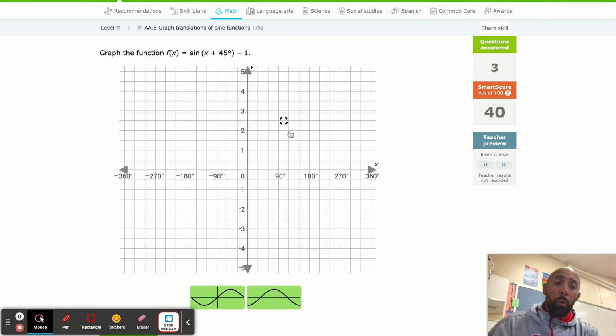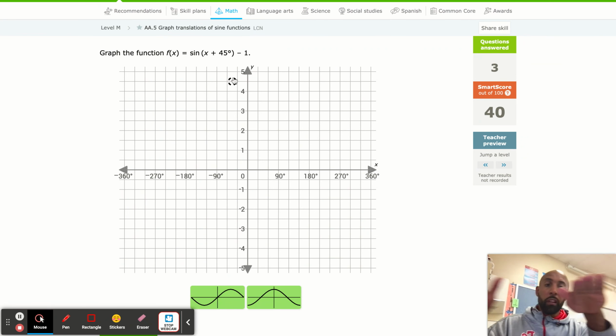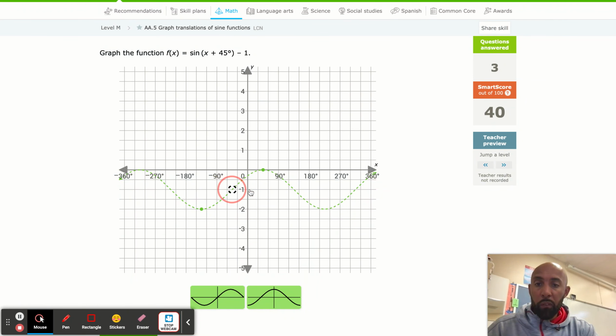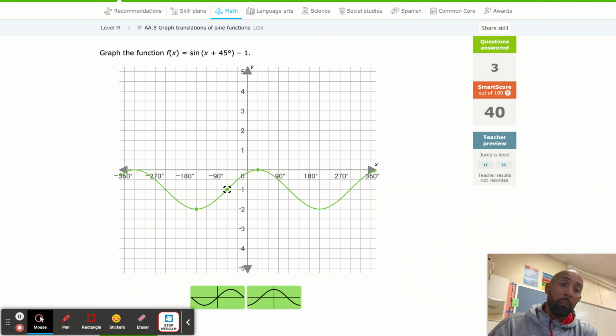Okay, now we've got a couple things going on. First, we have a vertical shift, and we also have a phase shift left and right. Okay, so first let's do the sine graph. Let's vertical shift it down 1. And then remember this is plus 45, so that means we'll go left 45. Notice how it's negative 90 there, so that means the middle in between would be 45 degrees there.